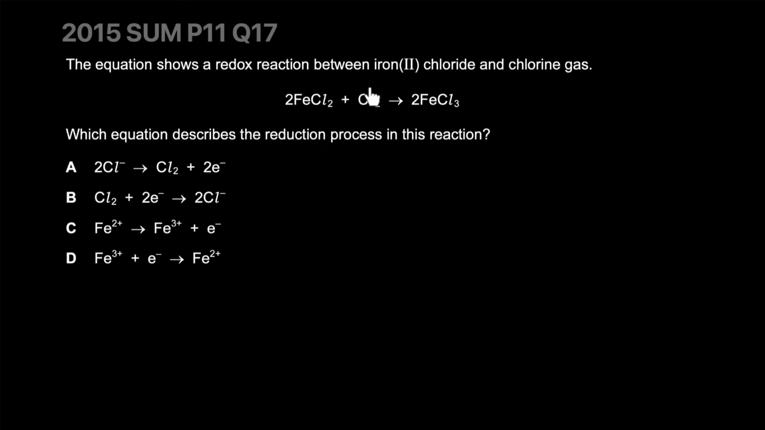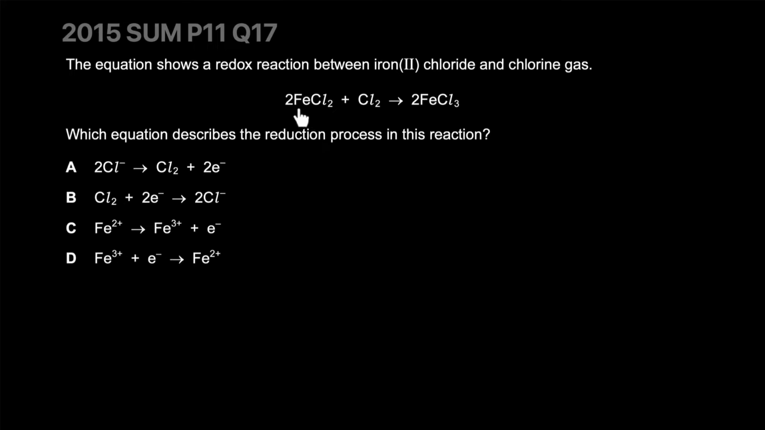The equation shows a redox reaction between iron 2 chloride and chlorine gas. Iron 2 chloride is already telling you the oxidation state of iron, because the Roman numerals tell you the oxidation state of whatever is before it. So transition elements, if they have variable oxidation states, you'll almost always see a Roman numeral in front of it. Iron 2 chloride, iron 3 chloride, which highlights not the number of chlorines or iron, but the oxidation state of iron, right? So which equation describes the reduction process in this reaction?